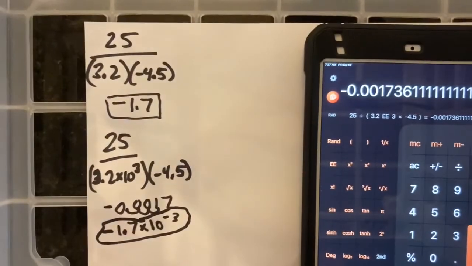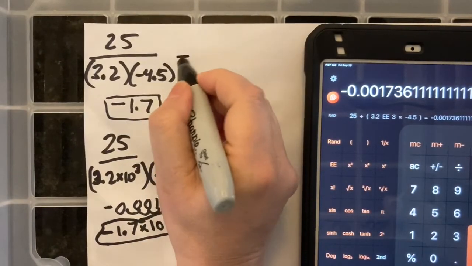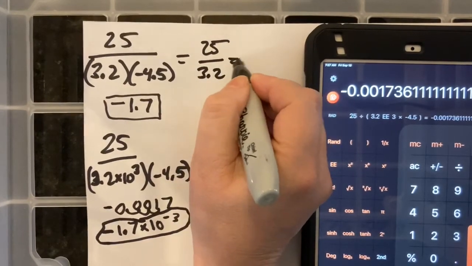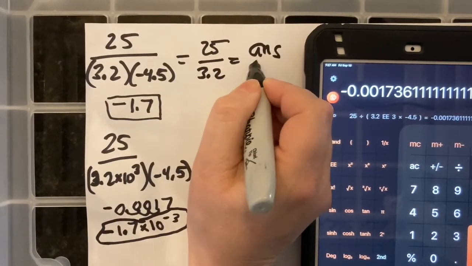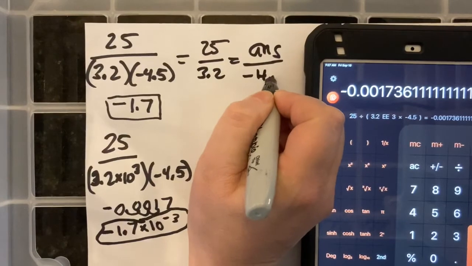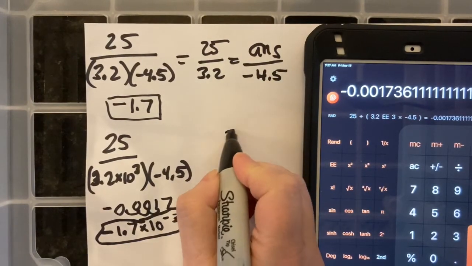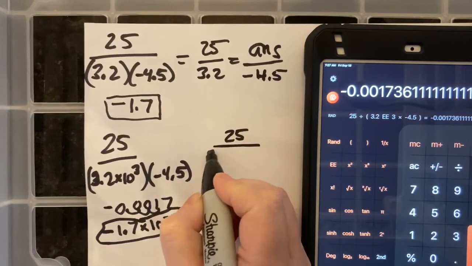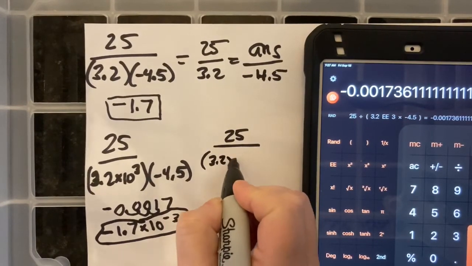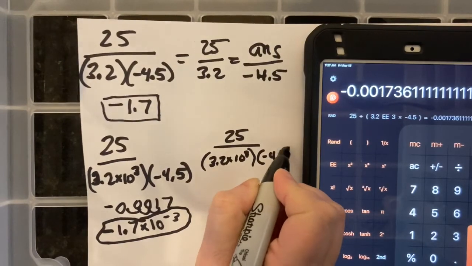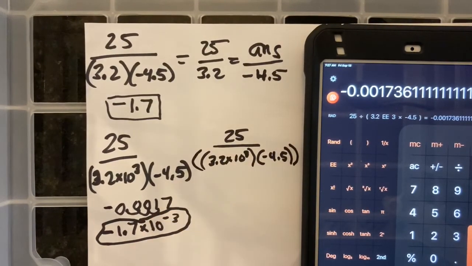And I'm just going to show that written here in its separate components. See, 25 divided by 3.2 gives you an answer, and that answer you divide by negative 4.5. And on this method here, we just did 25 divided by, and then we had parentheses. And so we have that extra set of parentheses. Whichever method you want to use, use that method.